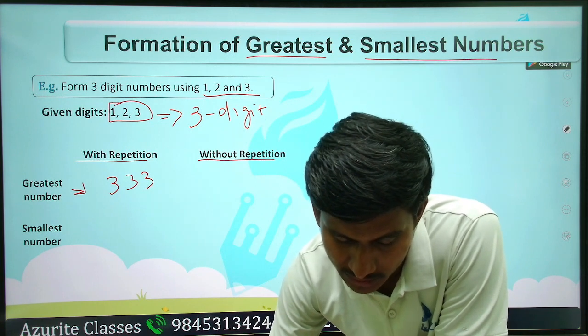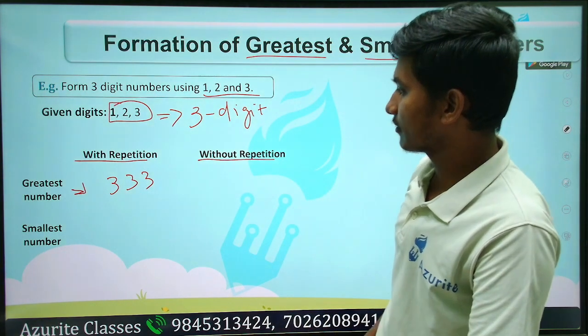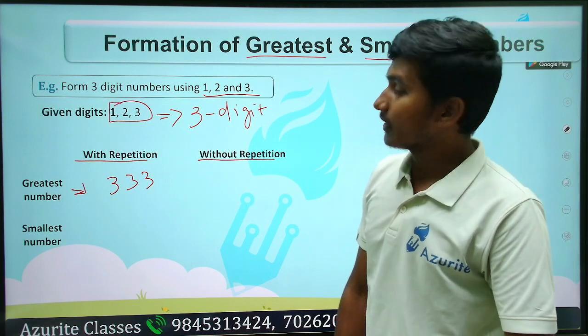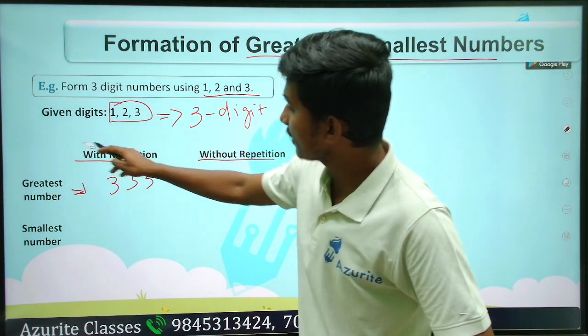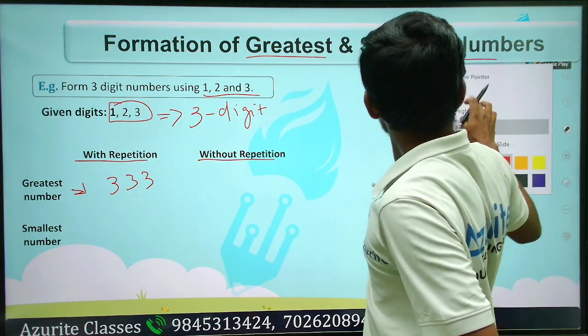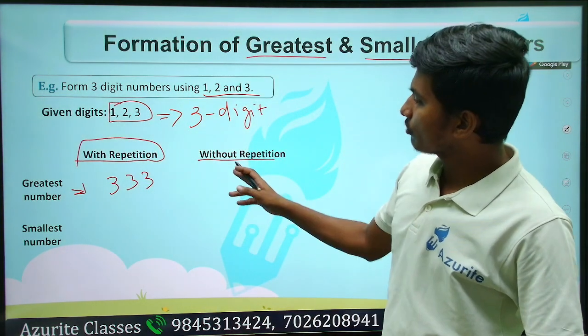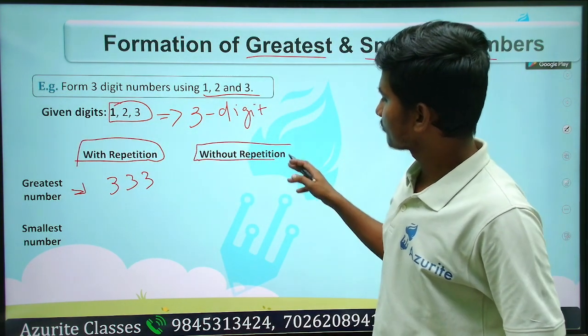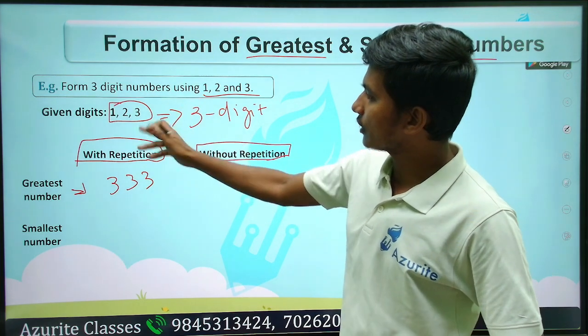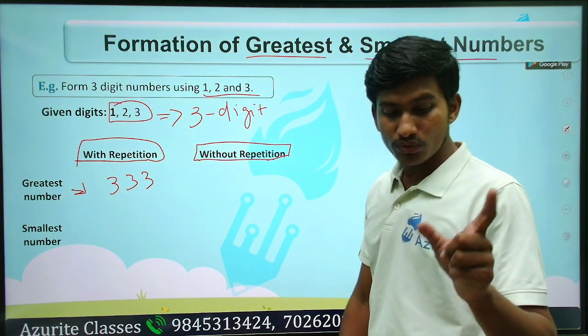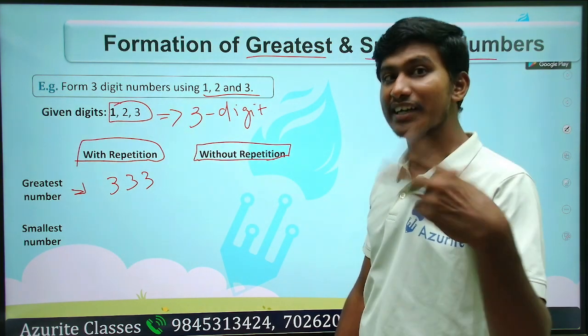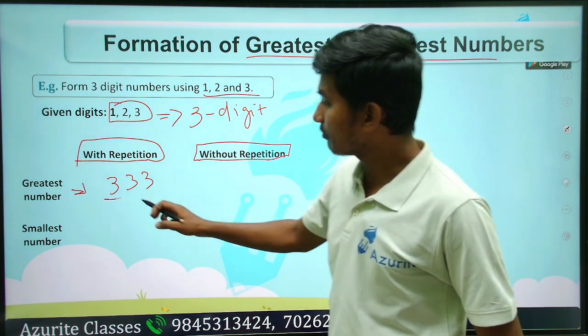So any doubts for anyone? Easy, isn't it? With repetition means we are repeating here. Now if you want it without repetition, we cannot repeat any digit, 3 or 2 or 1. So what we have to do? First we have to write the bigger one, 300. That is, 300 will be bigger, right?